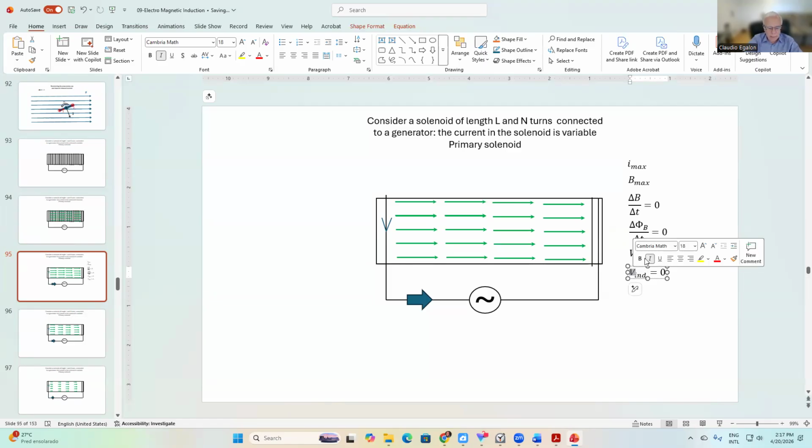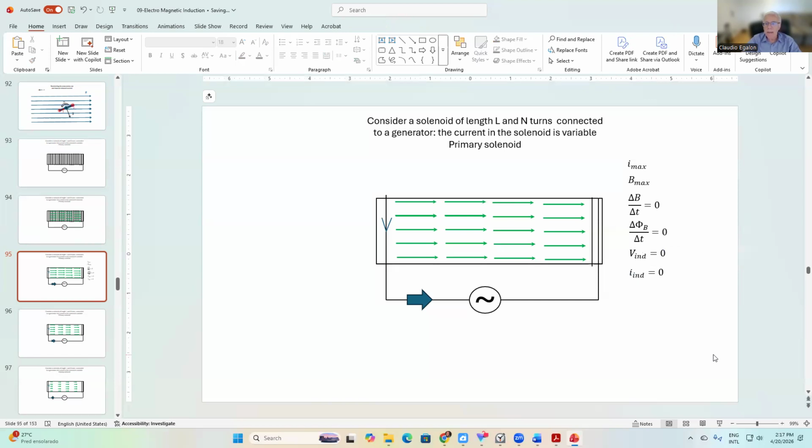I gotta put that in. Okay, let's put it like that. Induced voltage is also zero. Let's move down like that.